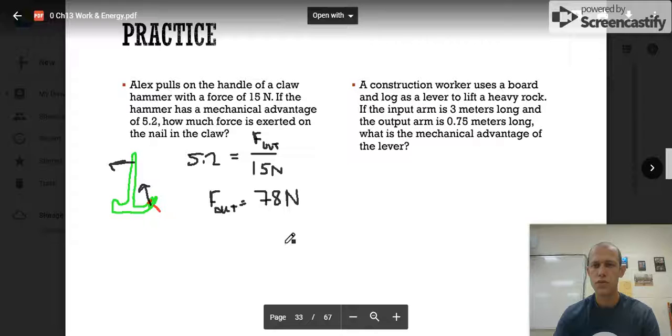A construction worker uses a board and log as a lever to lift a heavy rock. If the input arm is 3 meters long and the output arm is 0.75 meters long, what is the mechanical advantage of the lever? First, I would go ahead and draw a picture of the scenario just so you know what it looks like.